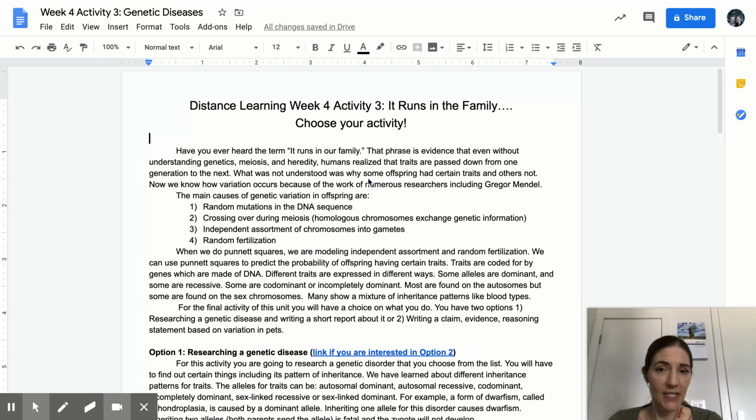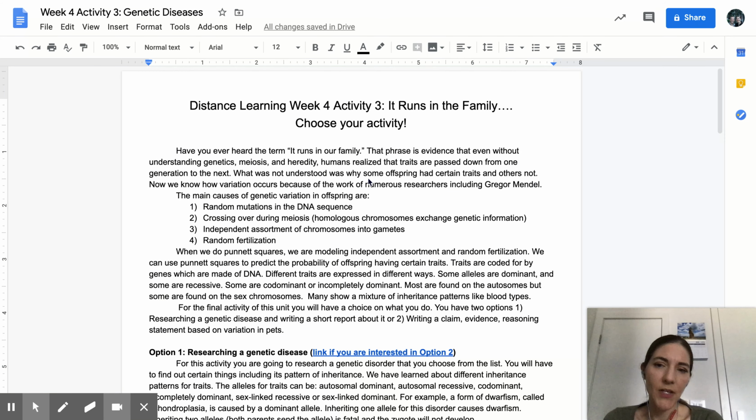So I go through the main causes of genetic variation: random mutation, crossing over, independent assortment, and of course, random fertilization. When we do those Punnett squares, you were modeling independent assortment and random fertilization. So you're showing what the gametes could have and all the different combinations if those two gametes from two different parents came together. We use those to predict the probability.